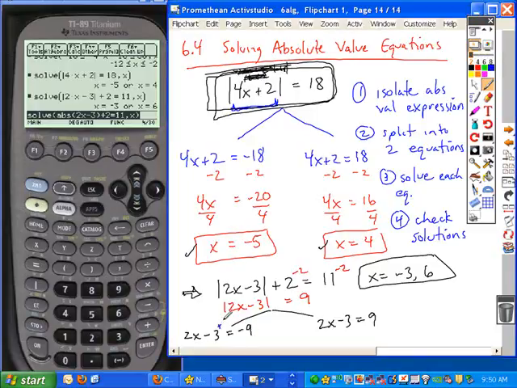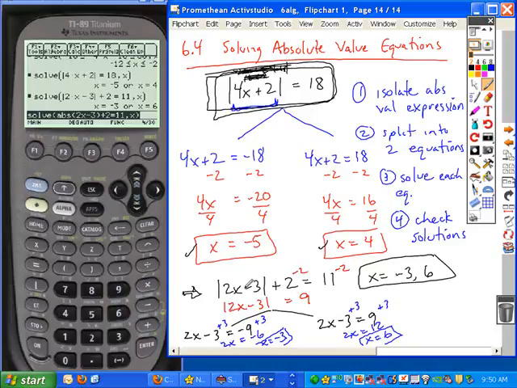So here we'll add a 3 to both sides. We get 2x is equal to -6. Divide by 2. -6 divided by 2 is equal to -3. So here's one solution. The other side of the split, once again, we'll add 3 to both sides, getting 2x is equal to 12. Divide by 2, and x is 6. So you get 6 and -3. And it's a good idea to plug them back in and test them if you have time on that side.